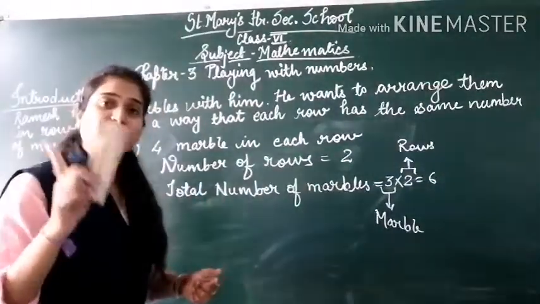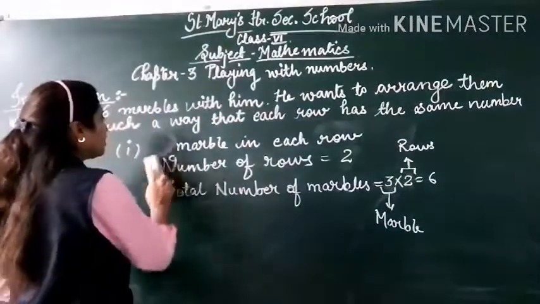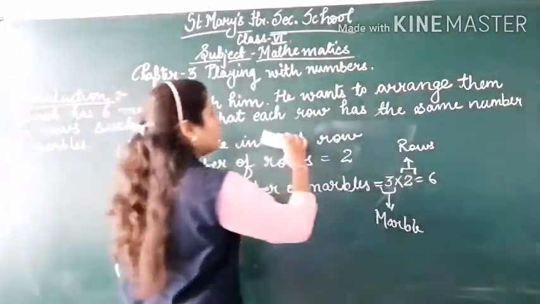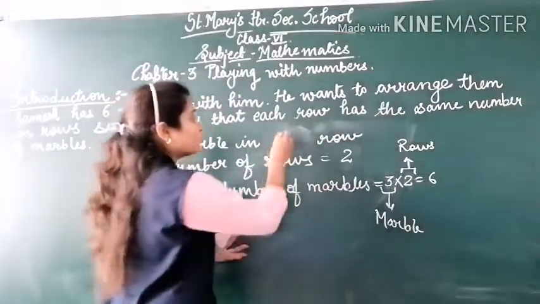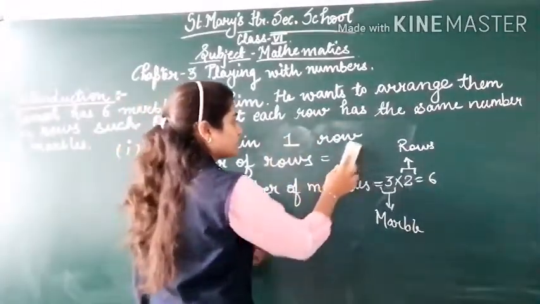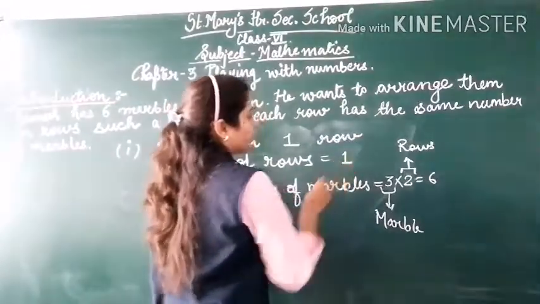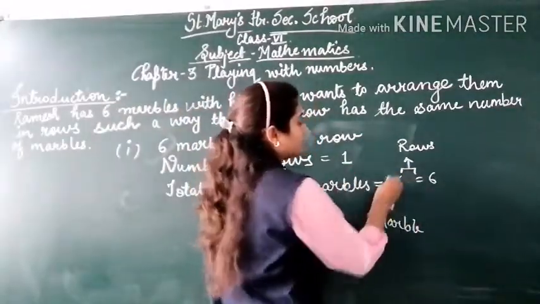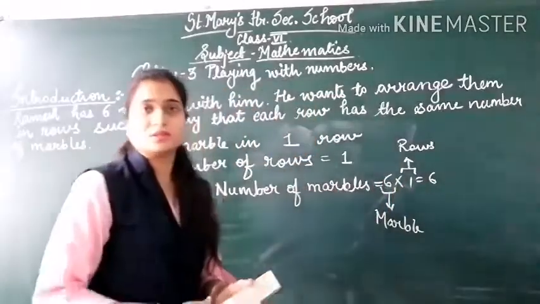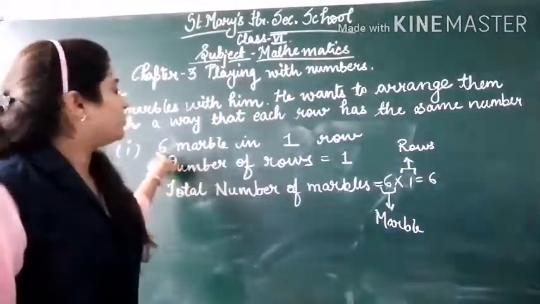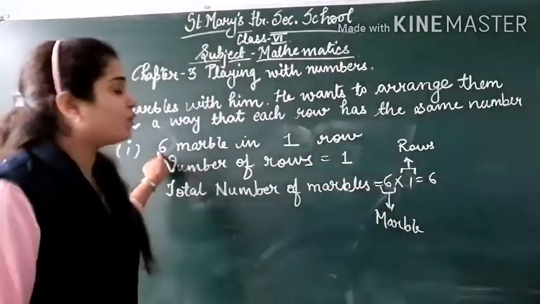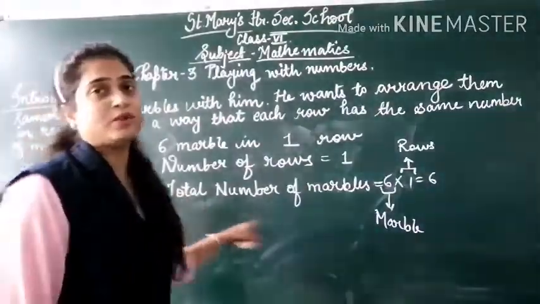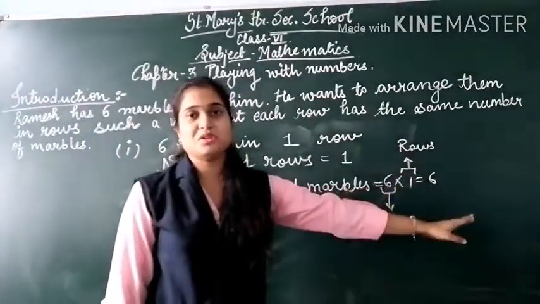Only one row he has to take now, because total marbles are 6 marbles. So 6 marbles in one row. Number of rows is 1. And here what he will do? He will write 6 into 1 is equal to 6. So how many marbles in one row? 6 marbles in one row. And number of rows is 1 row. And total number of marbles is equal to 6 into 1, which is equal to 6.